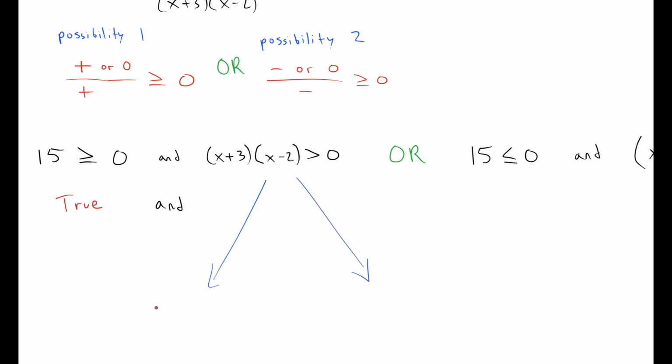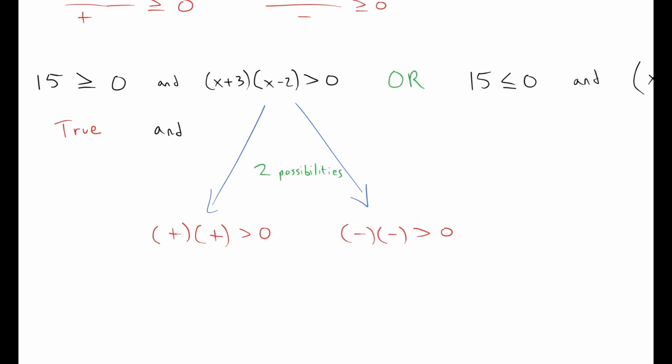One possibility is that your left factor is positive and your right factor is positive. If they were multiplied, then you'd make a positive. But it's also possible that your left factor could be negative and your right factor could be negative. That would also lead to a positive result. So within this thing, there are two possibilities. So let's analyze them both.